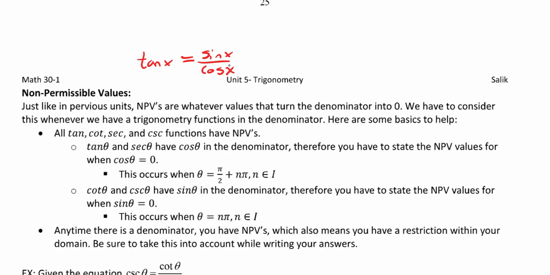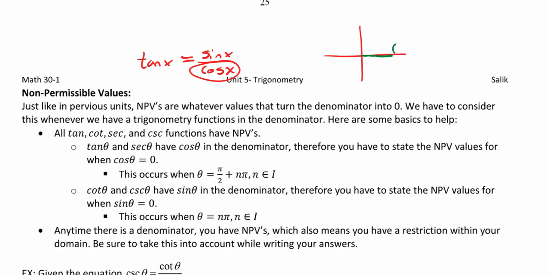Well, now we have to account for where cos x is equal to 0. Okay, so let's just actually do this one. Let's think about the unit circle for a second. So where is cos x equal to 0? Remember, cos is our x component, so it's our x value there.